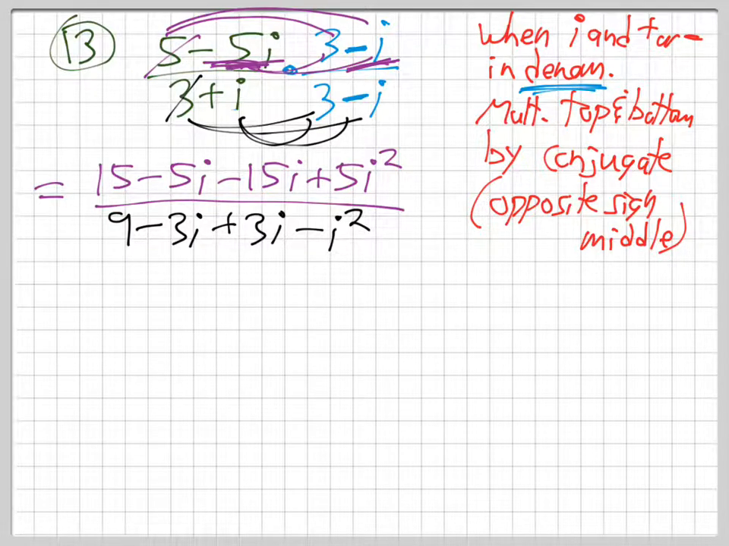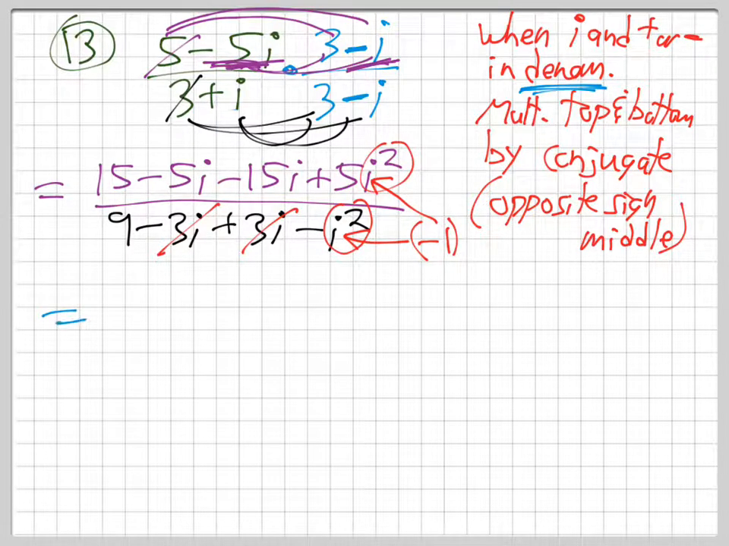See what's happening in the bottom there? Bye-bye, i's. See how when you use the conjugate, the opposite sign in the middle, the i's drop out, and the i squared is going to drop out too and be negative 1. Right? Negative 1 is going to go right there and right there. So it'll become plus 1, won't it?